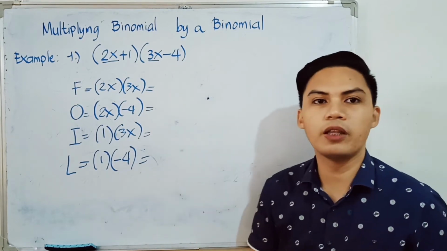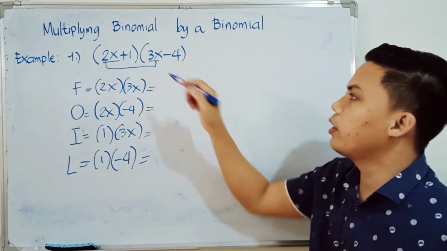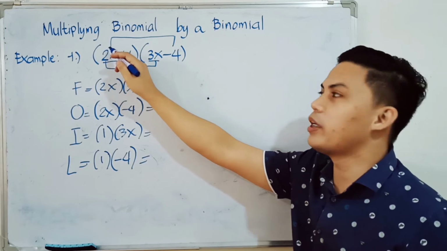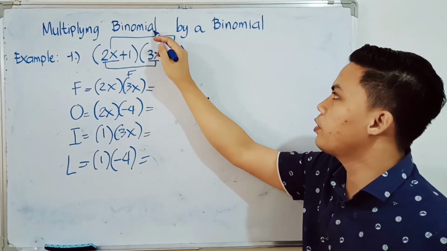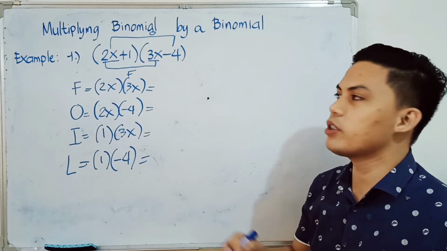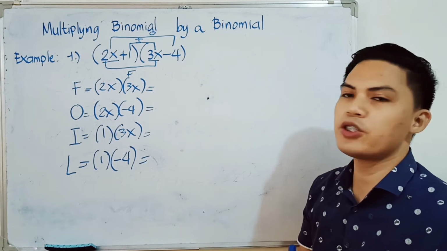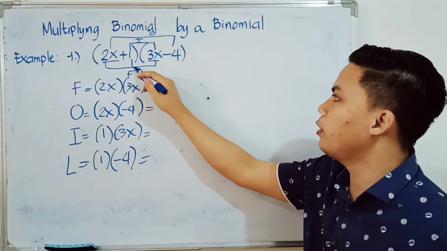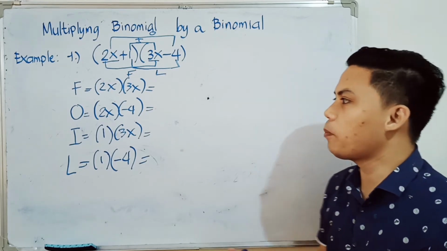So again, please do not be confused. Our first terms, 2x and 3x. Our outer terms are 2x and negative 4. First, outer. Our inner terms would be 1 and 3x. And of course, our last terms would be 1 and negative 4. So, we just multiply them.